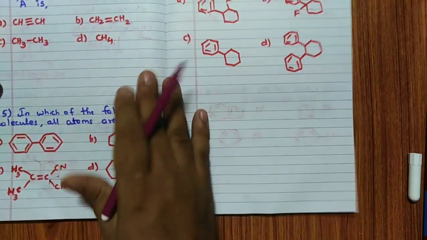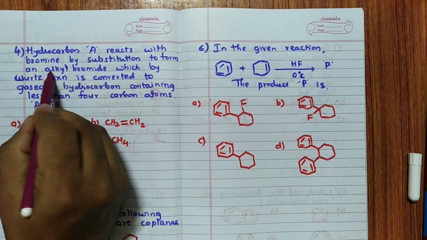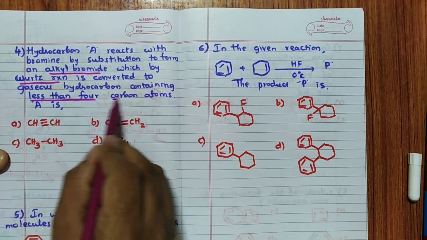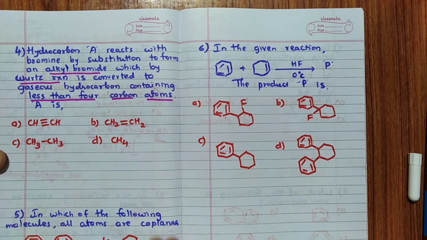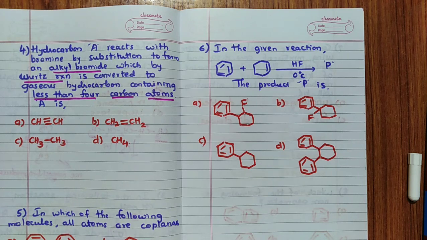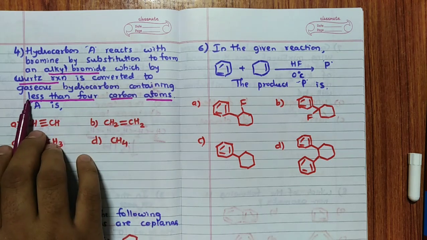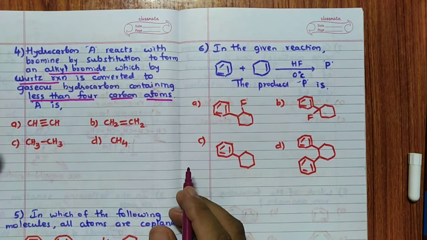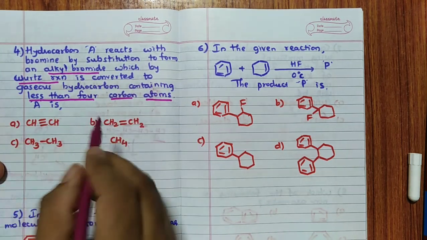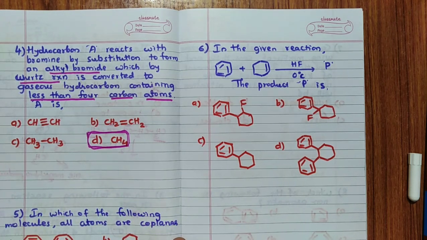Remember. Then fourth. Hydrocarbon A reacts with bromine by substitution to form alkyl bromide. Alkyl bromide in Wurtz reaction is converted into a gaseous hydrocarbon containing less than 4 carbon atoms. So remember one thing, Wurtz reaction will double the number of carbon atoms. What they are telling, after doubling also, there should be a product having less than 4 carbon atoms. Remember, this is the hint. Answer should be D. So immediately you can tell the answer here within a fraction of a second.